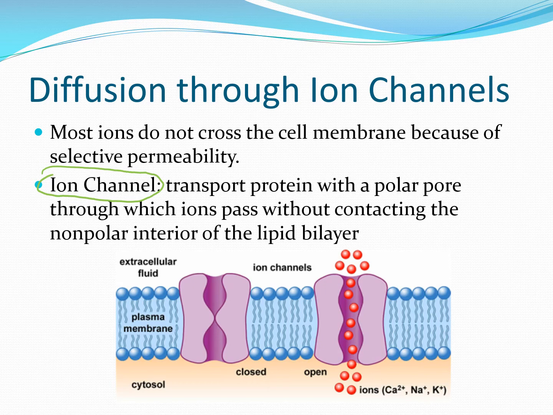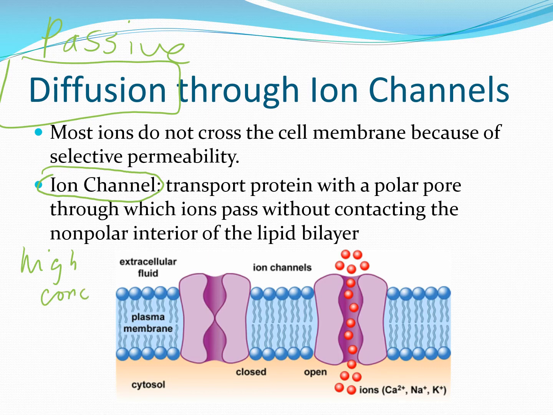And the reason why this is considered diffusion, or passive, even though you think you're using a channel, it's going to be active because that requires something. The important thing to remember is that if it is passive, it is going from an area of high concentration to an area of low concentration.